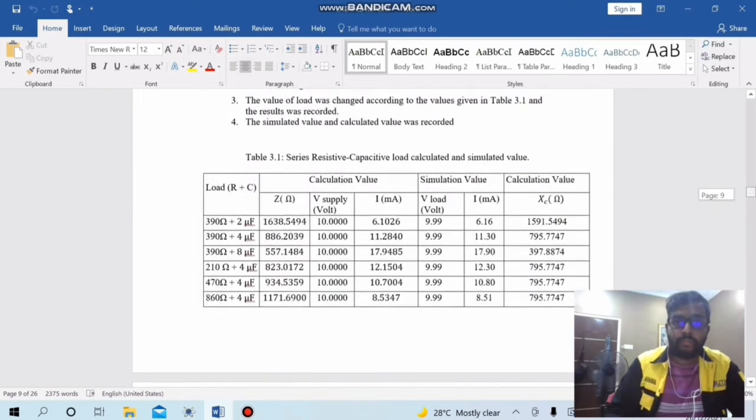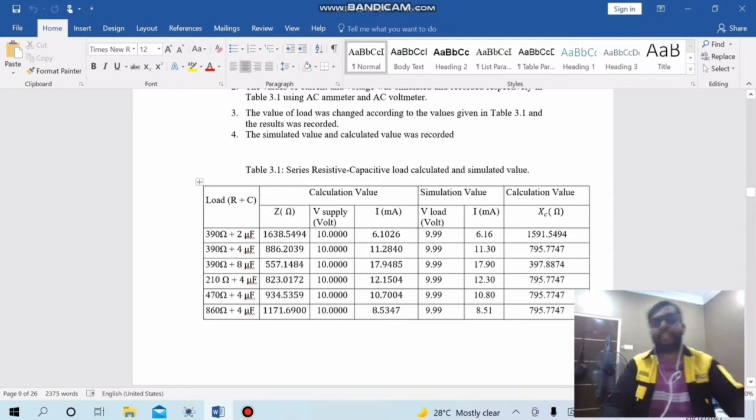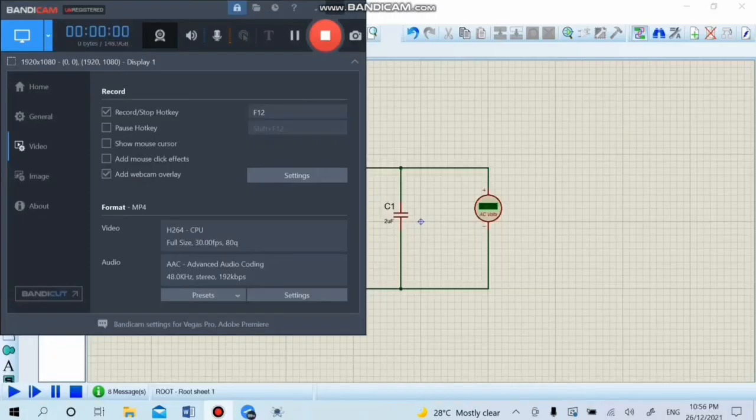As we see from the table above, as the resistance value remains constant and the capacitance value increases, the current also increases, whereas when the capacitance remains the same and the resistance increases, the current decreases. That's all from me. Thank you.